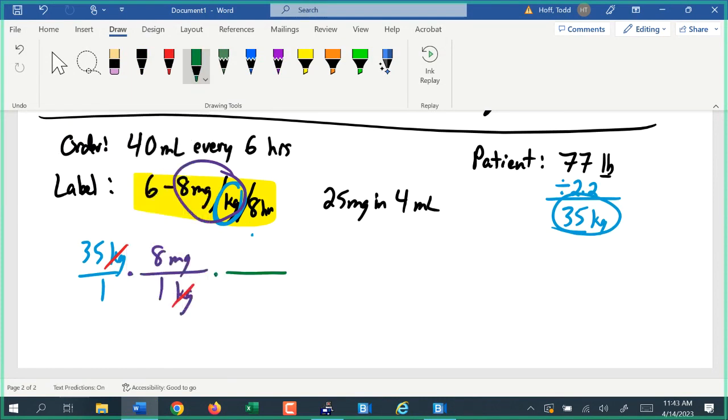On the other side, the next step is we've got to get rid of the milligrams. We have 25 milligrams in 4 milliliters. So the milligrams will cancel out. We're now in milliliters. That's what we want for our patient. So let's go ahead and calculate this out.